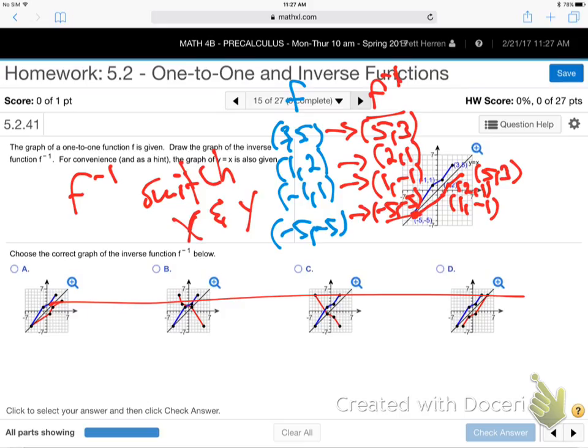So which graph is right? A is clearly the answer. Everybody see how I got the inverse graph? I just inverted X and Y all the way down the line.